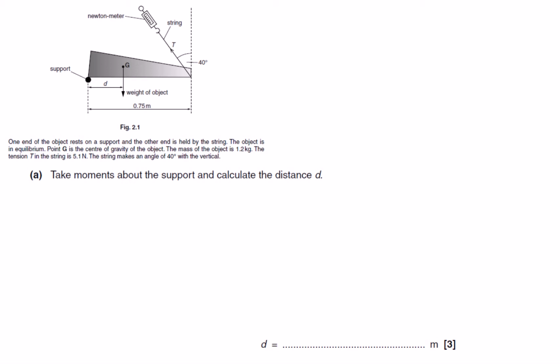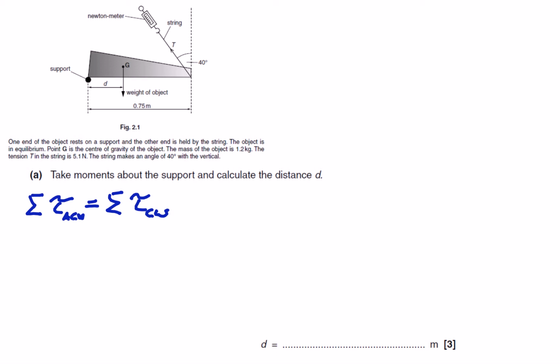So let's do that then. Because we know that the object is in equilibrium, what we could say is that the sum of the anti-clockwise moments must equal the sum of the clockwise moments. And we've got to take them about the support. So if I look here, there's the support. The weight of the object would try to make it rotate in a clockwise direction, and we could see that T would try and rotate it in an anti-clockwise direction.